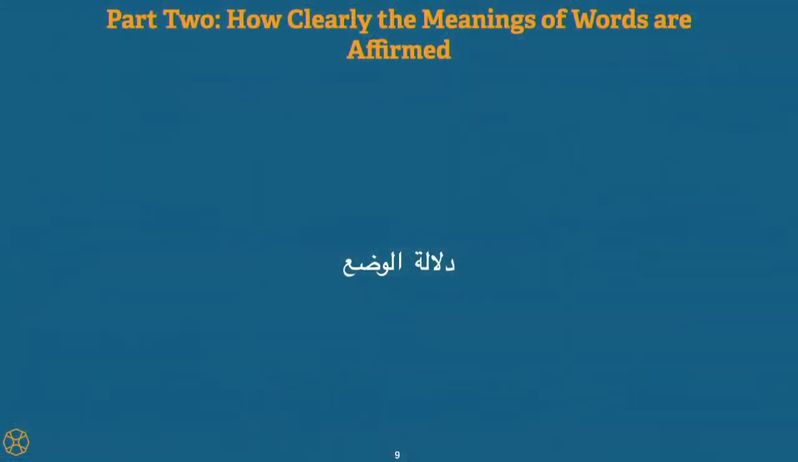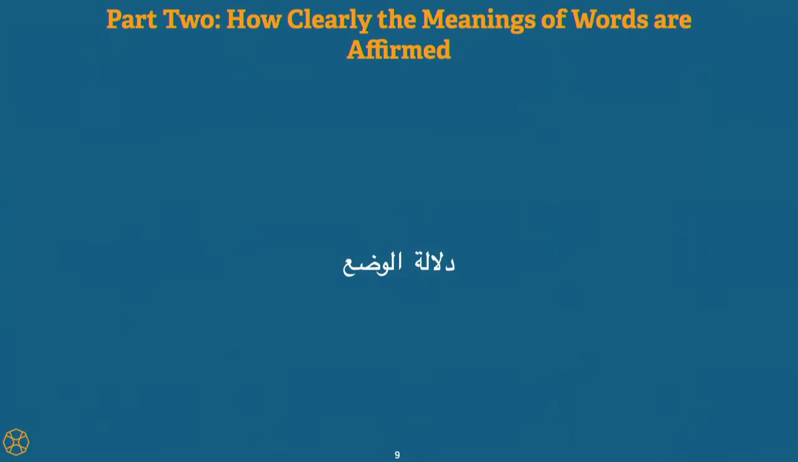And then you have the general and the specific. The general, the shared, the mushtarak, and the mu'awwal, a word of more than one meaning, but one meaning is understood, is mu'awwal. We'll come to it. Then the second part, this is all related to how meanings are understood from the texts. This is in the context of the Quran.